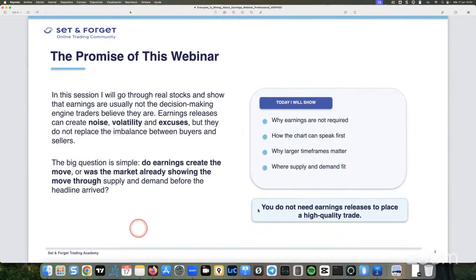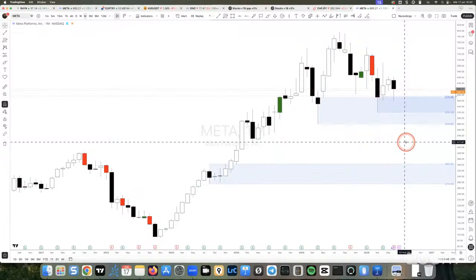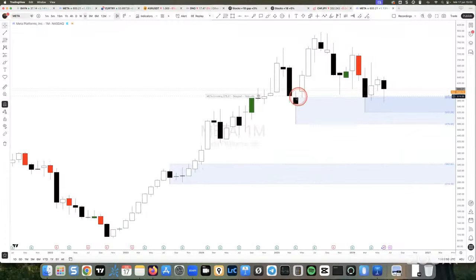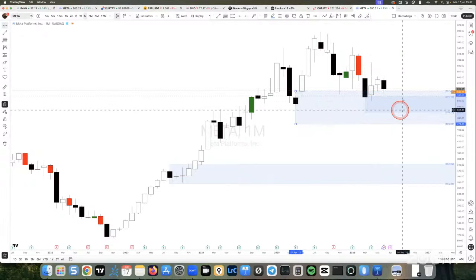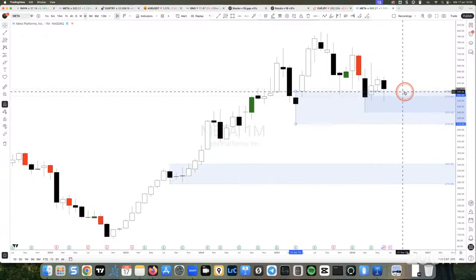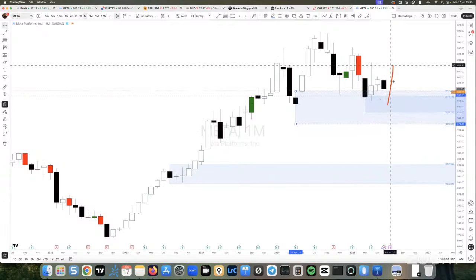So let me take a look at Meta, for example. We've been talking about Meta for a long time. The demand level here was a little bit wider, played out already, and then it was reached again at the demand level at around $590, and it's rallying again.